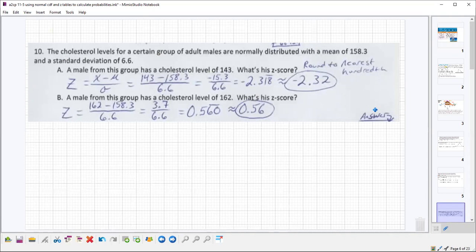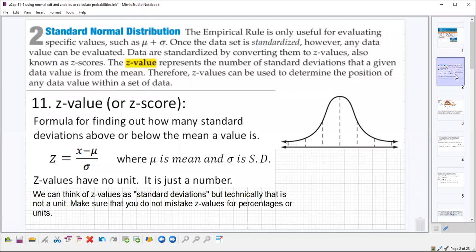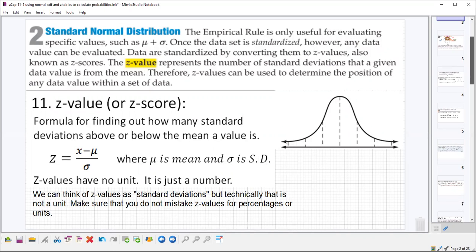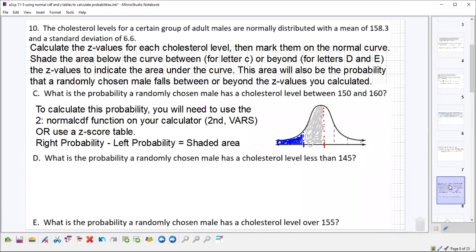You should know the formula for z-values. If not, you can look at this presentation in the notes. It should be in your notes. And I think I have it on the chalkboard there if you would like to look at it.